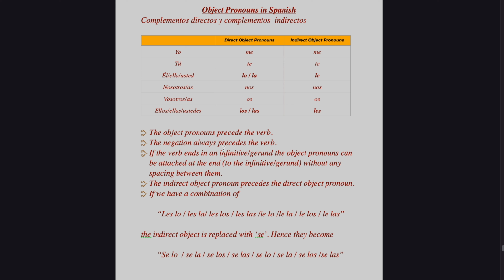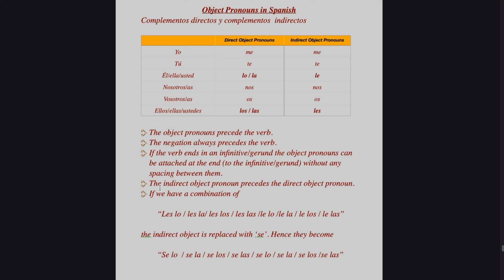And if the verb ends in an infinitive or a gerund, the object pronouns can be attached at the end of the infinitive or gerund without any spacing between them. This also we have seen with the direct object pronouns. So the same goes here with the indirect object pronoun.